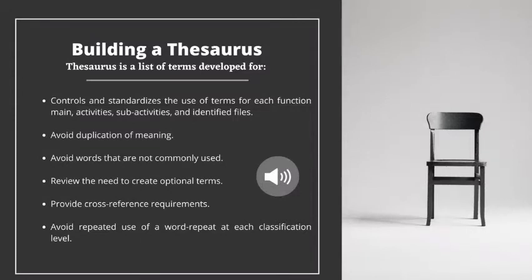Building a thesaurus. A thesaurus is a list of terms developed to control and standardize the use of terms for each function, main activity, sub-activities and identified file. Avoid duplicate meanings, avoid words that are not commonly used, review the need to create optional terms, provide cross-reference requirements, and avoid repeated use of a word at each qualification level.